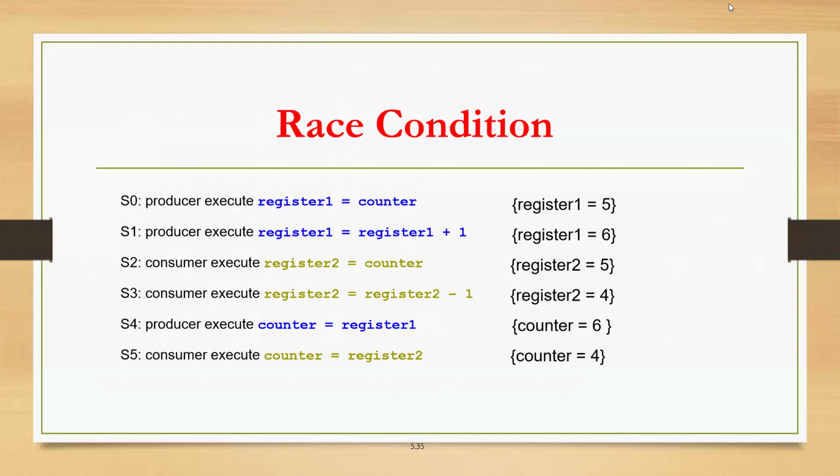So the counter variable will not be modified directly. If you modify it, it is very difficult to find out. So that's why we move that value into a temporary register. So register 2 minus 1. Now the register 2 is nothing but 4.